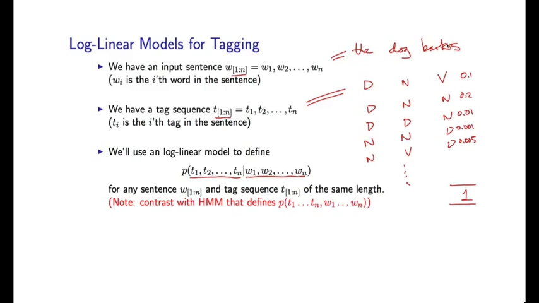Now, one very important thing to realize is that this is in quite stark contrast to the case we saw for hidden Markov models, for HMMs. Remember, in hidden Markov models, we actually defined a joint probability distribution over tag sequences paired with word sequences. So the first interesting thing to see in these log linear models is that we will directly model this conditional distribution, and we won't actually attempt to model this joint distribution. That's the first key difference from hidden Markov models.